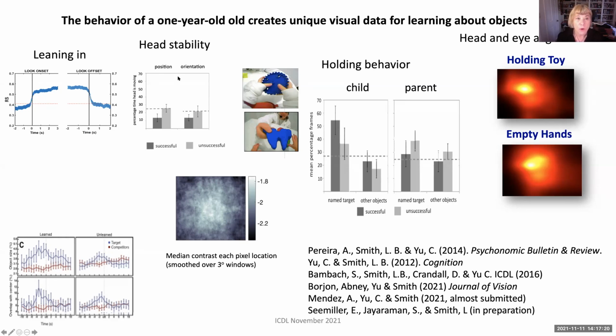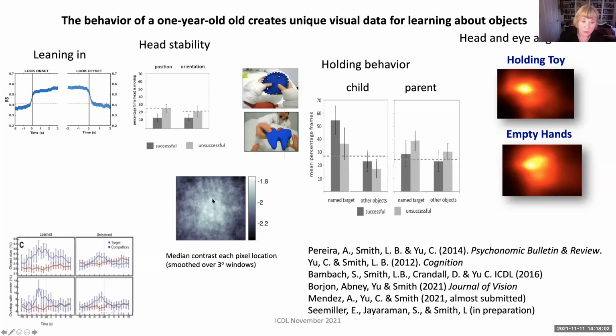We also know that they're more likely to learn the object name if the head is stable. These are successful versus unsuccessful learning. We know that they're more likely to learn the object name when the child holds the object than when the parent holds the object. We have good reason to believe this is because when the child holds the object, the head is stabilized longer. When the child holds the object, gaze is more centered in the head-centered frame of reference and stabilized within it. So child holding leads to learning.